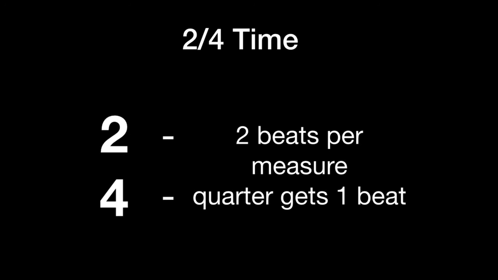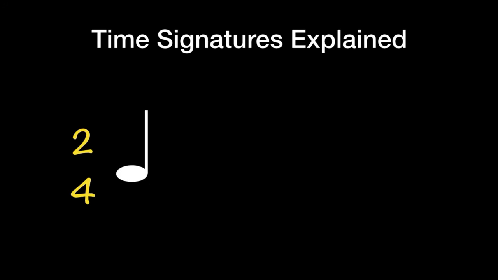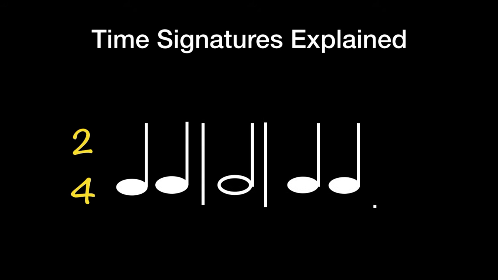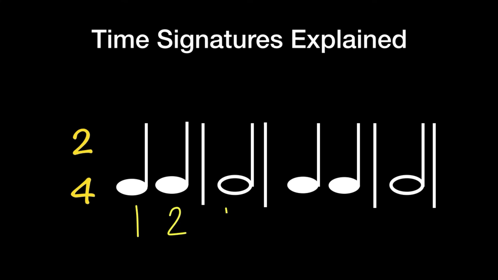And now on to 2-4 time. So the 4 on the bottom still tells us that the quarter note gets 1 beat as before, and the 2 on the top now means that there's 2 beats per measure. So we have 2 quarter notes, then a half note in the next measure, 2 quarter notes in a bar line, and the half note in the next measure. And we're going to be emphasizing just beat 1 of every measure, which will give it kind of a march feel. Let's try counting this.